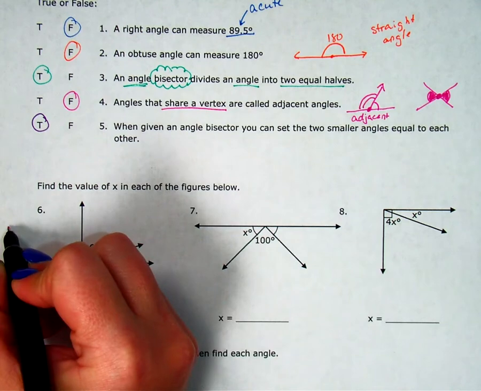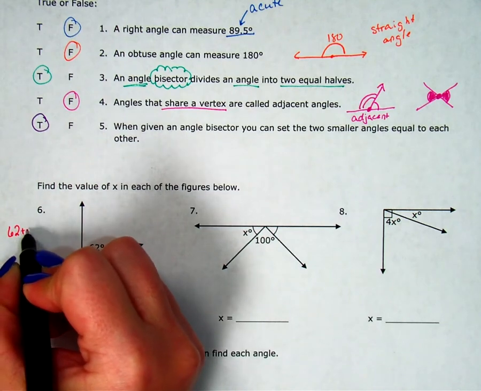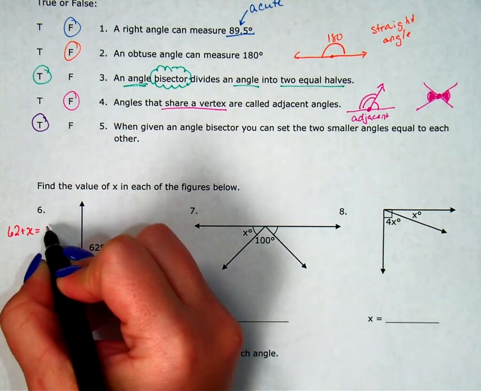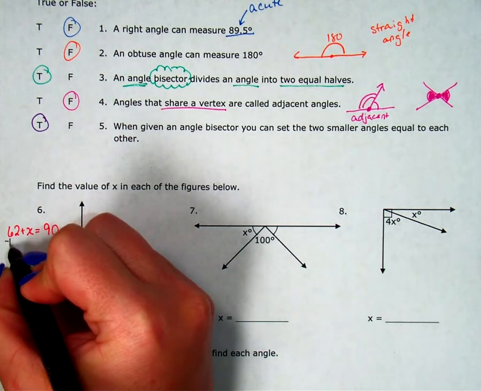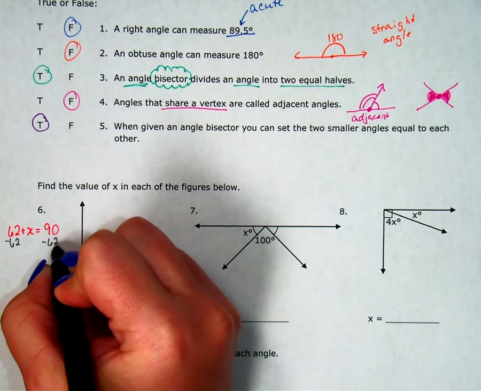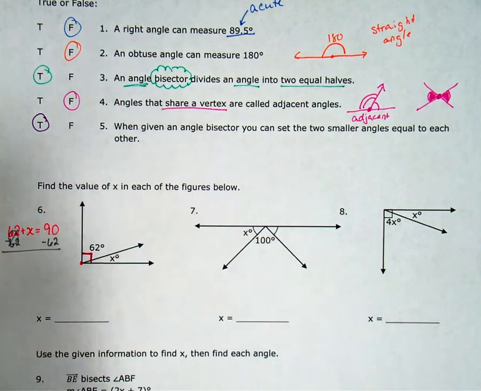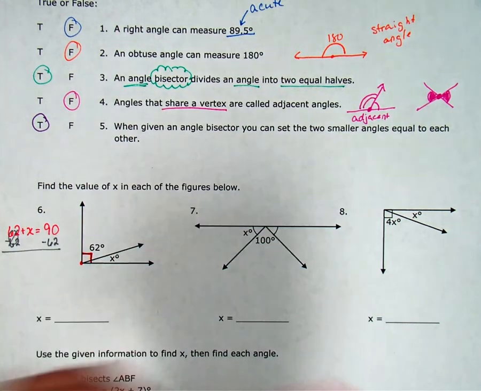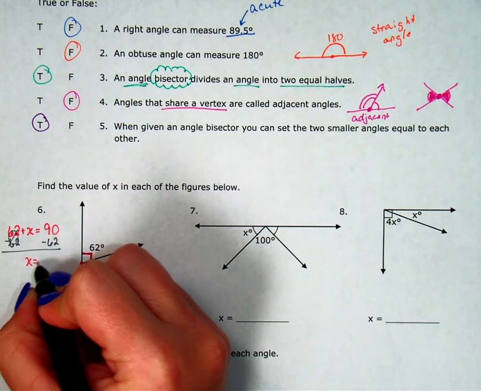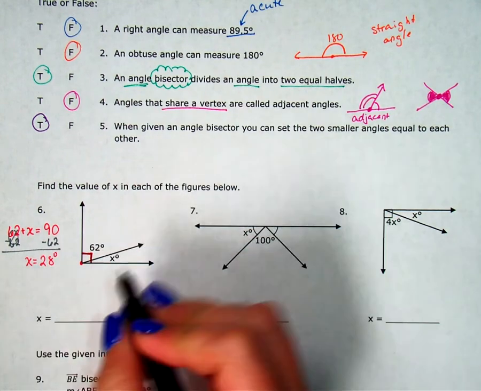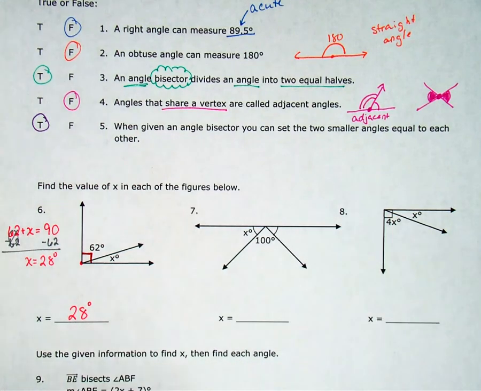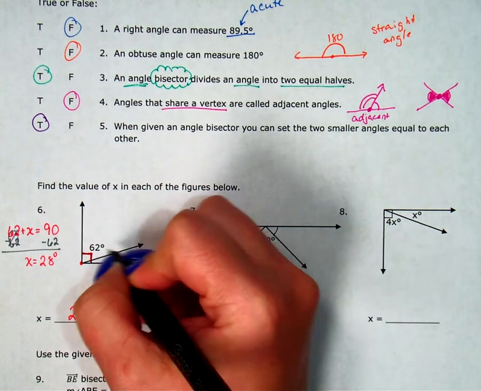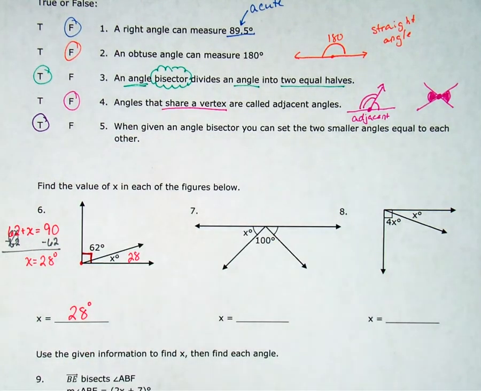So my 62 plus my x is going to equal 90 degrees. So when I solve that, I'm just going to take away 62 on both sides. And I'm going to get that my angle x equals 28 degrees. So that my 28 and my 62 together make my 90.